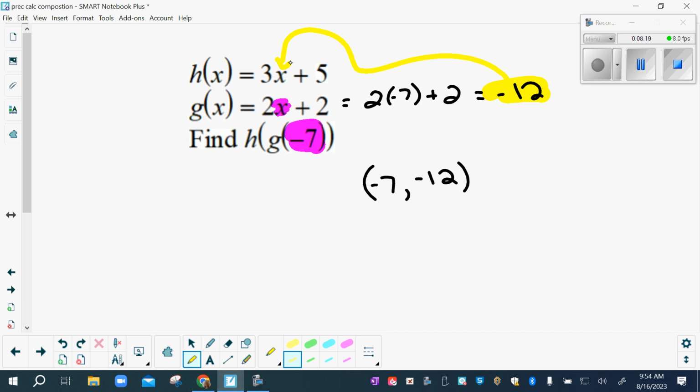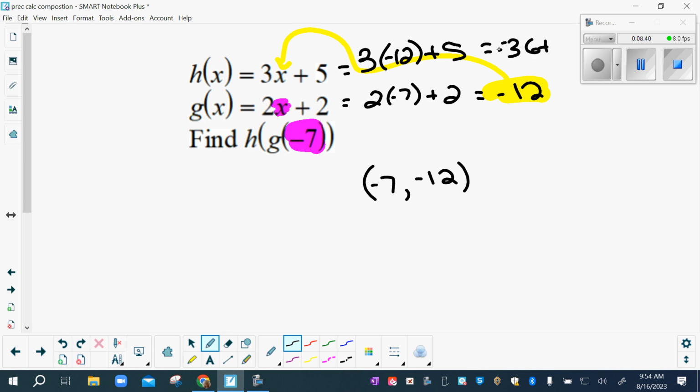So the range of the first guy becomes my new plug-in for the next guy. So I take that -12, I plug it in. Super easy. 3 times -12 plus 5. I'm going to get -36 plus 5. So did you get like -31? Yeah? Does that make sense? That's not bad, huh? So I want you to try one.